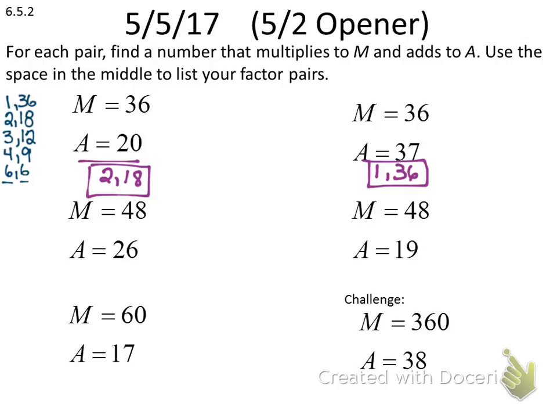Okay? So 1 times what gets me to 48? 1 and 48. 2 times what gets me to 48? 2 and 24. 3 times what gets me to 48? 16. 4 times what gets me to 48? 4 and 12.